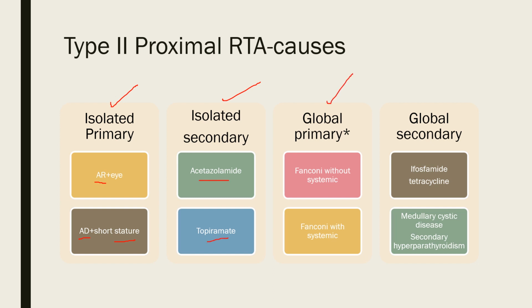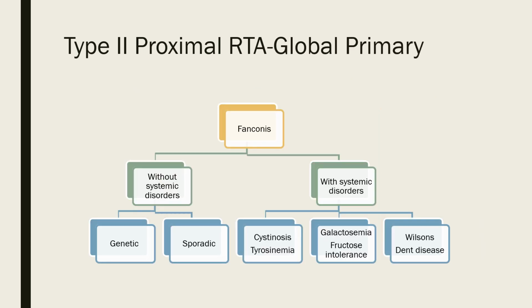Global dysfunction, you know the classical Fanconi's. Fanconi's can have again associated systemic problems or without systemic problems. Global secondary drugs, of course, ifosfamide and tetracycline. There can also be associated secondary hyperparathyroidism and medullary cystic disease. In Fanconi's without systemic disorders, it is genetic causes or sporadic defects.